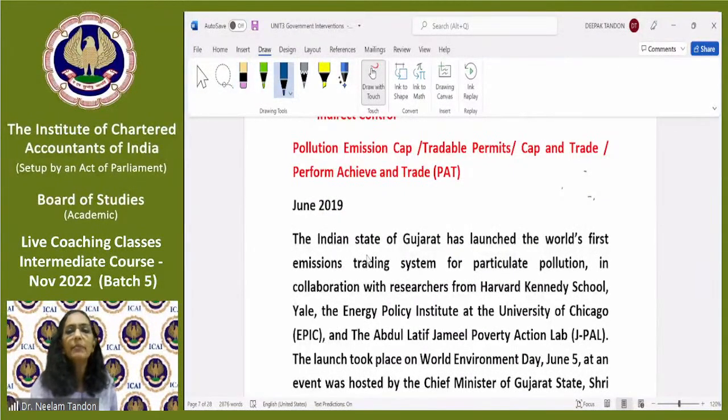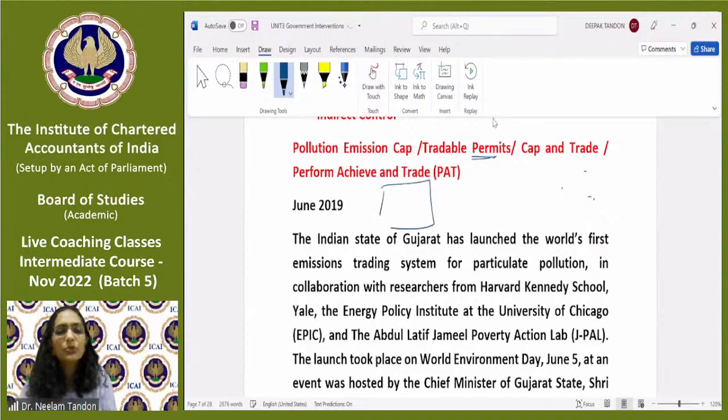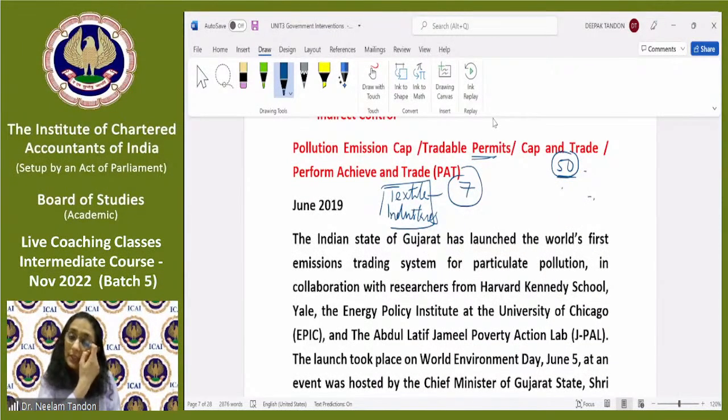So basically what's happening here, cap and trade, is tradable permits. What are tradable permits? These permits you can trade. So let's say there's a textile industry in Gujarat. These textile industries, we are saying they're 7 in number. 7 firms are working. Government has given 50 permits. Now these 50 permits are divided between these players. They can use these permits.